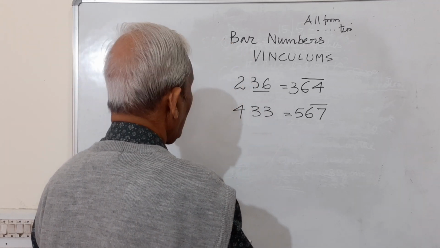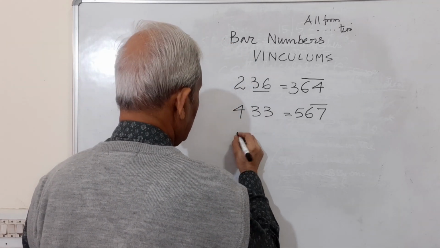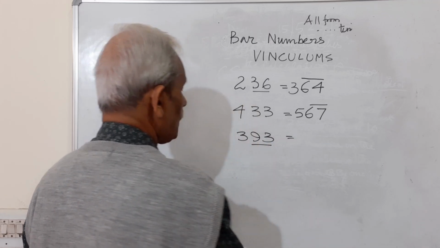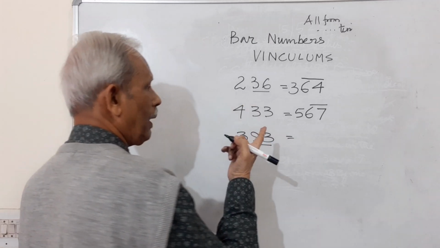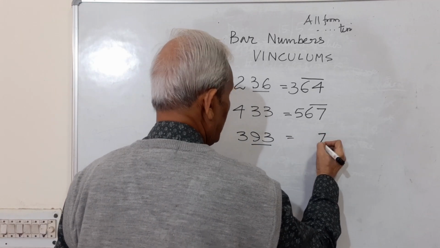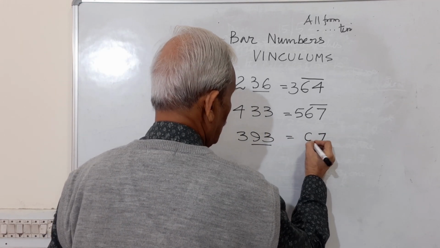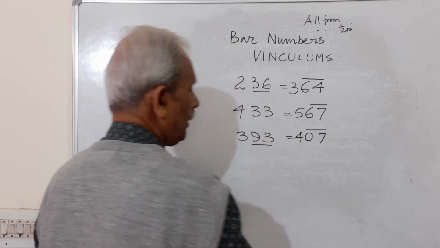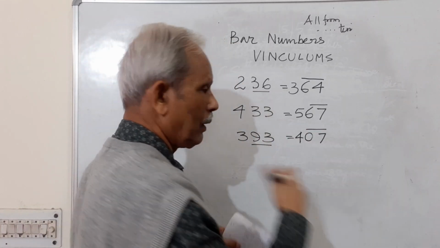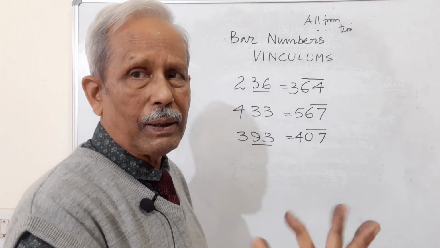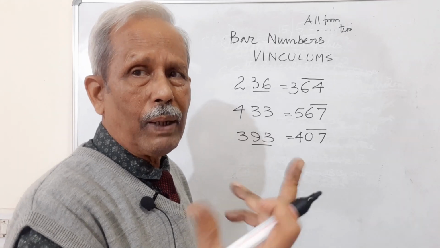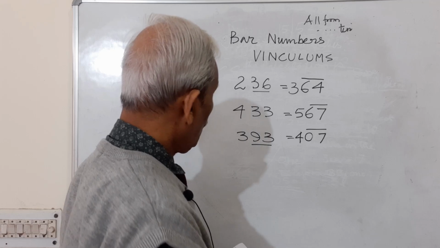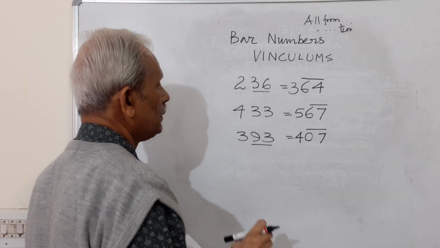Right? Now let us see 393. Convert these two numbers into a bar number. 10 minus 3 is 7, 9 minus 9 is 0, 3 is increased by 1, 407. And remember, it's 0, either vinculate or don't vinculate, it doesn't matter. Even if there is a bar on it, 0 bar is 0. It doesn't matter at all. So you have understood it.